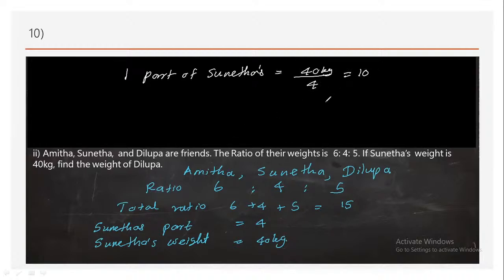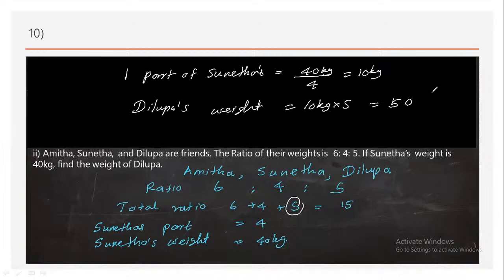Right? Then Dilufa's part is how much here? 5. Then 10 kilograms. Then Dilufa's weight equals, sorry, 10. 1 part means 10. So 5 parts belong to Dilufa. So we can write 10 kilograms multiplied by 5, 50 kilograms. Dilufa is 50 kilograms.